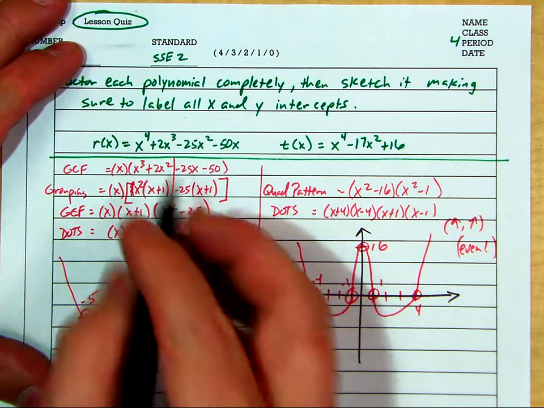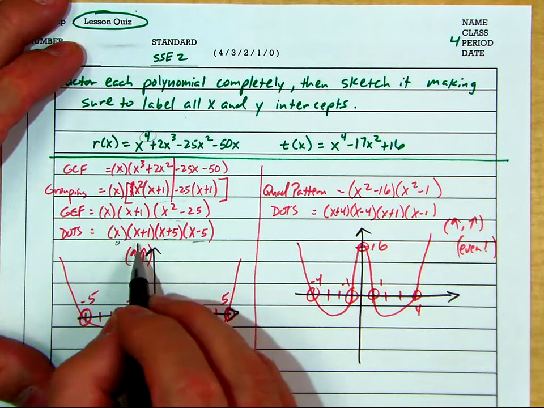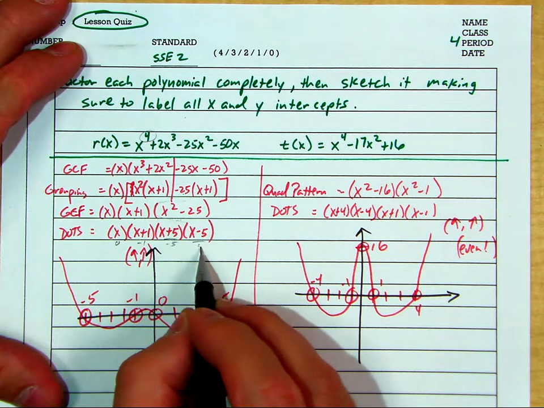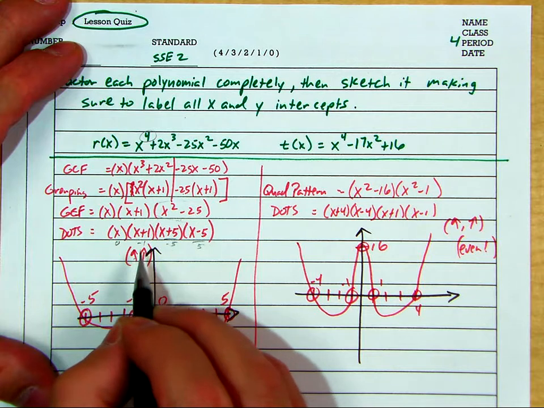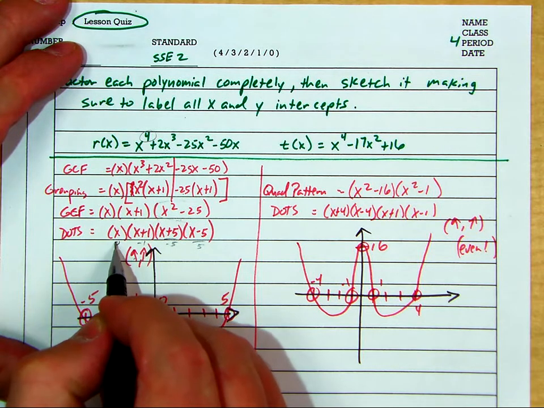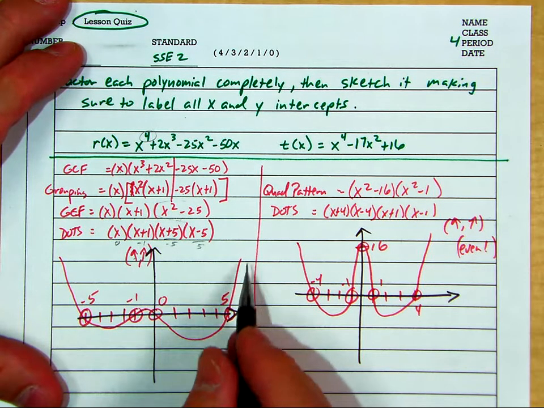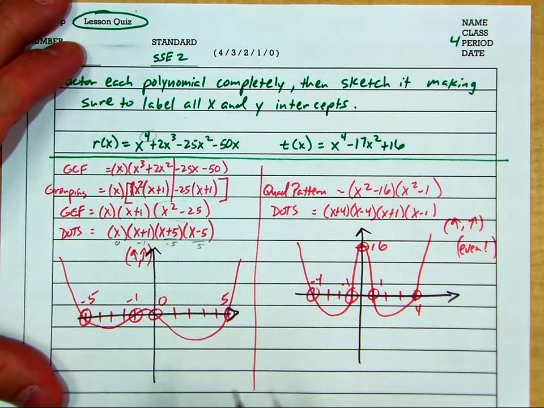And you had to see that this is actually another difference of 2 squares. Factors like that. So here we have our 4 roots of 0, negative 1, negative 5, and 5. End behavior looks like this. And 0 is our intercept because our GCF has a monomial. So it gets drawn something like this.